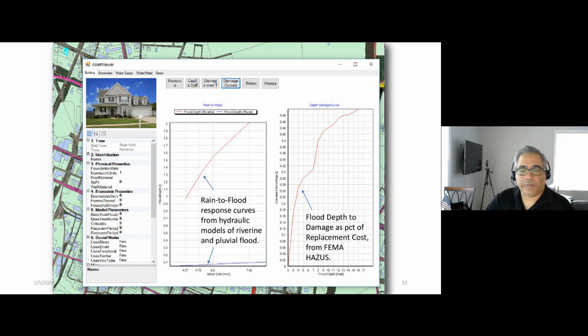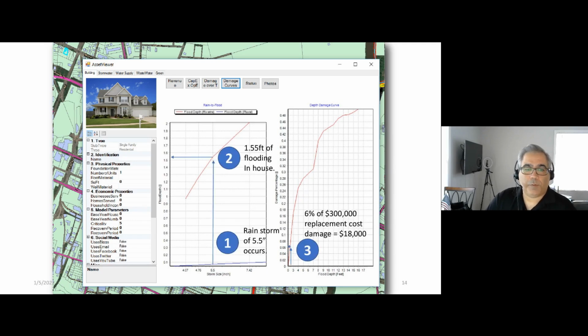We also have curves called depth damage curves from FEMA's HAZUS program. For the flood depth that occurs, which we get from the y-axis here, these give us the percentage of the replacement cost of the building that is required to fix the damage from the flood. So we can go all the way from this global climate change model forecast of a rainfall event to building-by-building estimates of storm damage in terms of dollars every time a storm occurs. And that's how the simulation works.